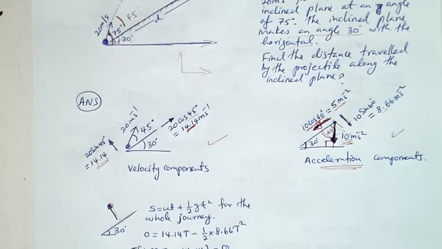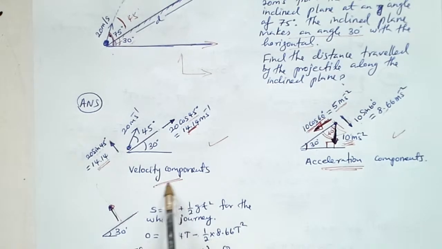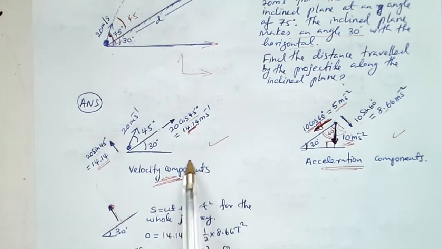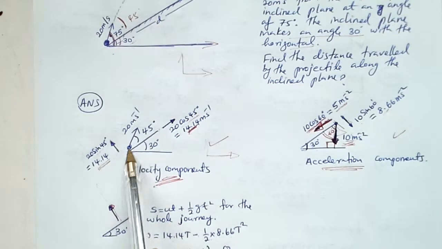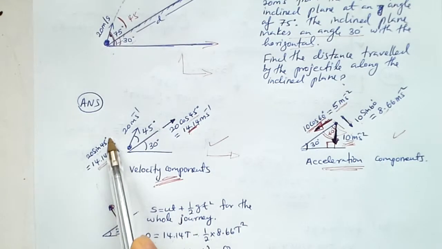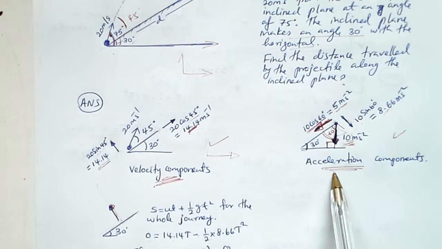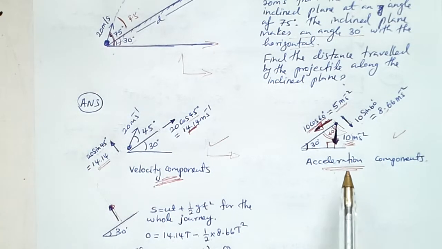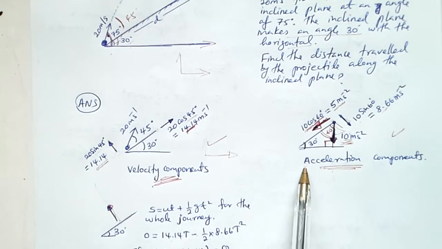Here the main idea is you should quickly recognize how to divide this velocity component. Usually you divide the velocity component only along the horizontal and the vertical direction, but this time we are dividing the velocity vectors along the inclined plane and perpendicular to the inclined plane. In addition to that, here we are also dividing our acceleration component. So this question is not really complicated if you understand these two ideas.